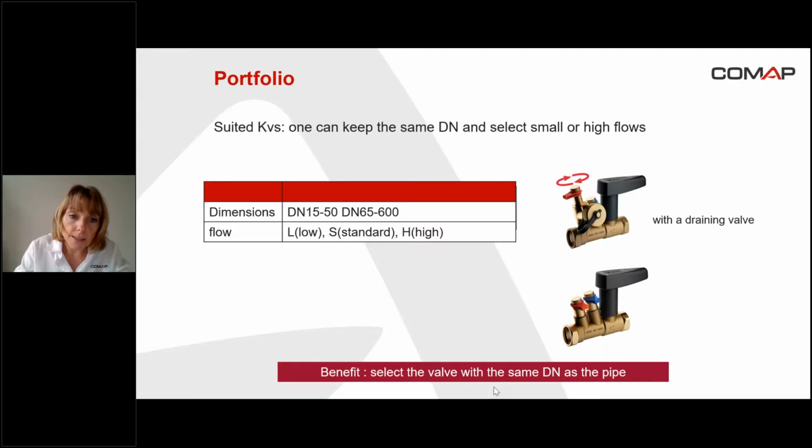In that case, we can select the valve with the same DN as the pipe because we have 3 ranges of flow: the low flow, the standard flow, and the high flow. So it's very easy for the installers. They don't have to adapt the network in order to install the valves.